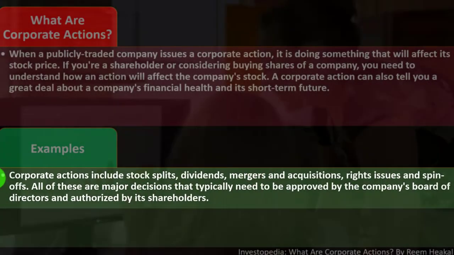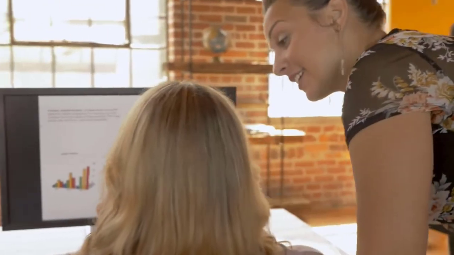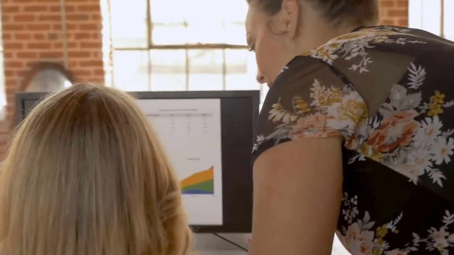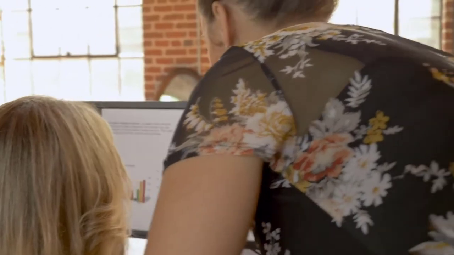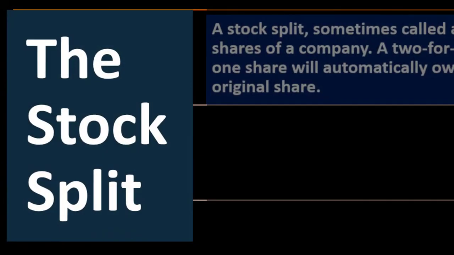So they're going to be the ones making these types of decisions, right? For things like a stock split, a dividend, mergers and acquisitions, rights issues and spin-offs. So we've got to get into their heads and think about, well, what are they thinking? What does that mean to my investments? So the stock split, let's take a look at the stock split first here.